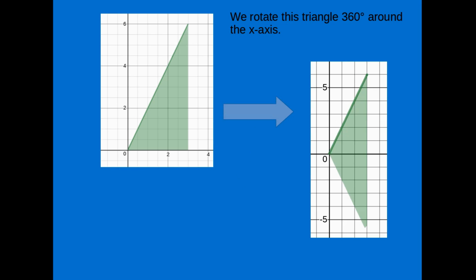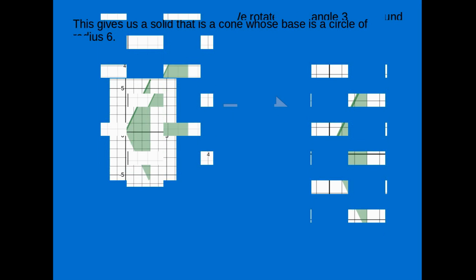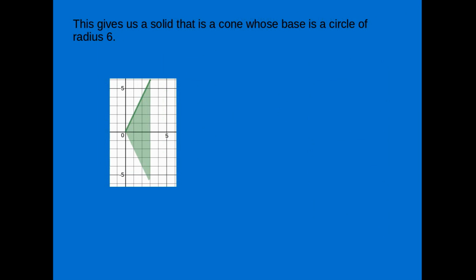And that will give us a shape something like this, which would be a cone if we could see the 3D shape on our computer screen. The cone will have a base of a circle with a radius of 6. So, symbolized by the blue cone there.